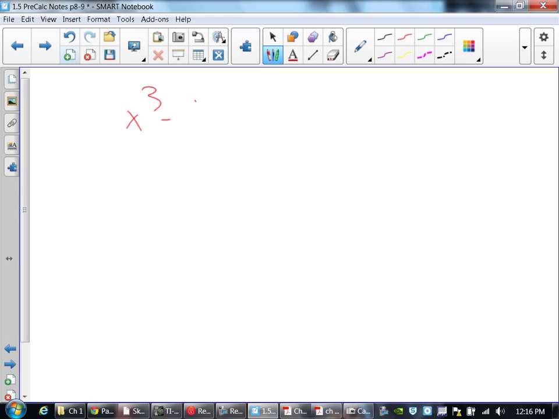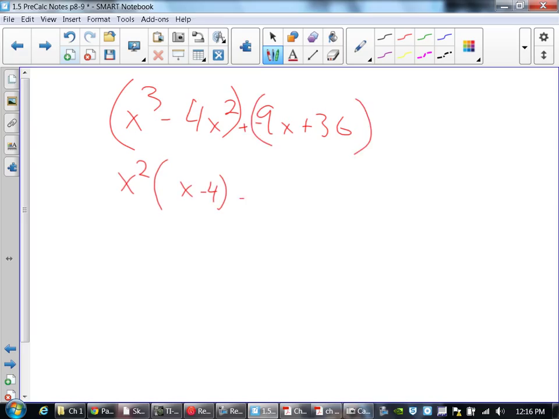X cubed minus 4x squared minus 9x plus 36. Group them. There's your x squared. Same change, opposite. Take out the negative 9. And here's your x minus 4. And you wind up with x squared minus 9, so you have x plus 3. And that's what you wind up with. Is this 20? Yeah, that was 20.